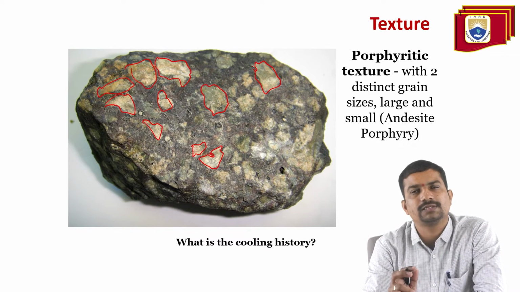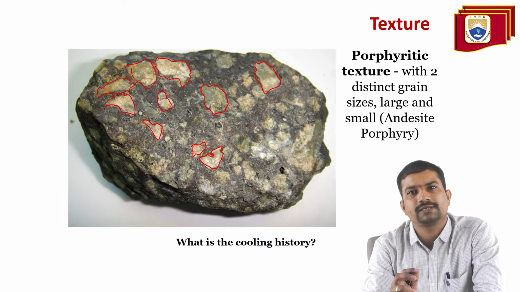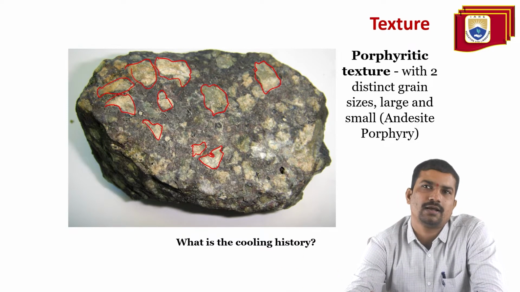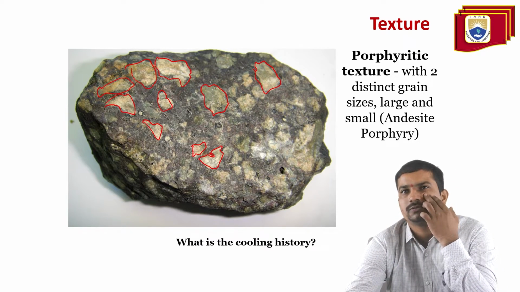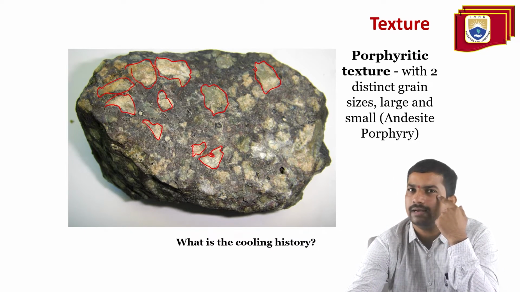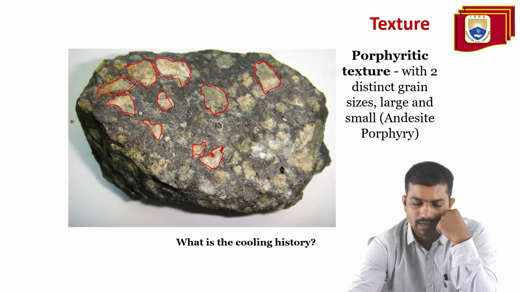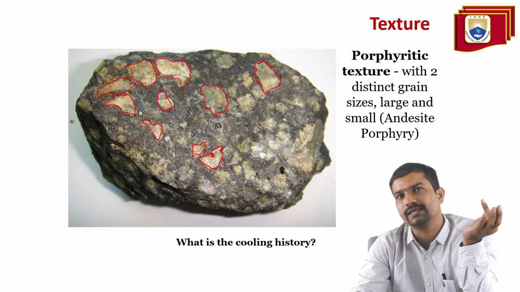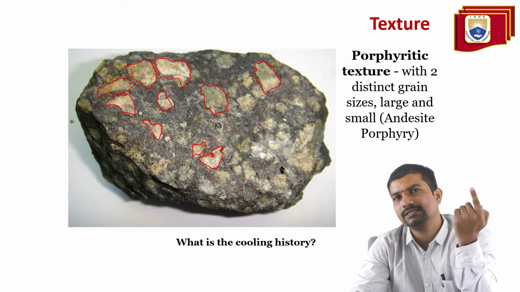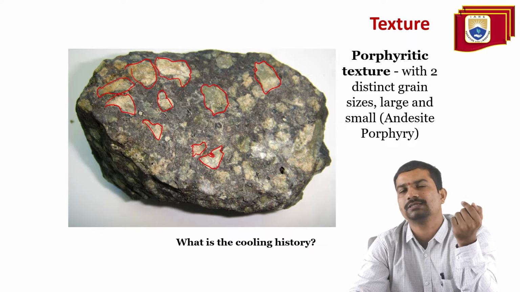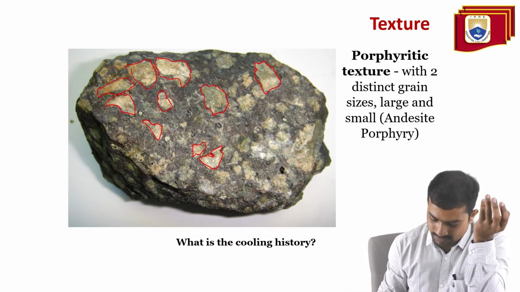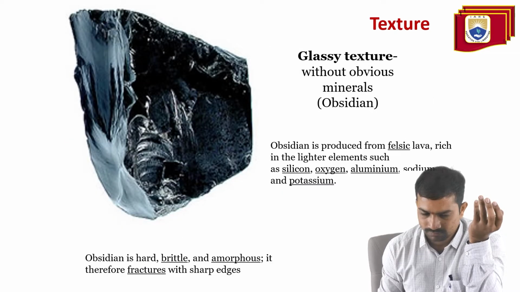So these are the various grains that are making it up. Again, how can we determine whether it is an intrusive or an extrusive rock? According to me, it might be an intrusive rock, and most probably that might be correct. So what might be the cooling history? We can see the large grains present inside the rock mass, and also of different colors, right? So this is one type of texture.